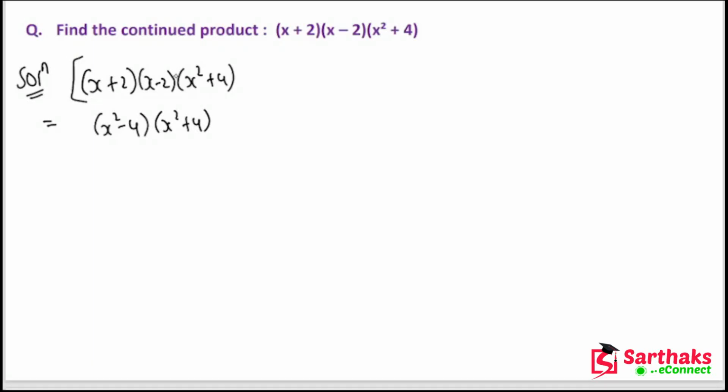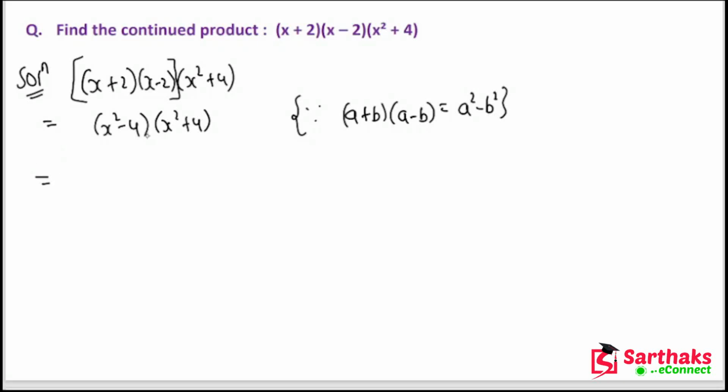Okay, so we are multiplying these two together. Now how have we done it? Let me write the relevant identity. So a plus b into a minus b, that is what we have used. A plus b into a minus b, that is a square minus b square.